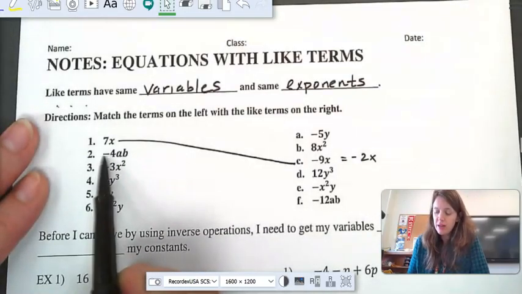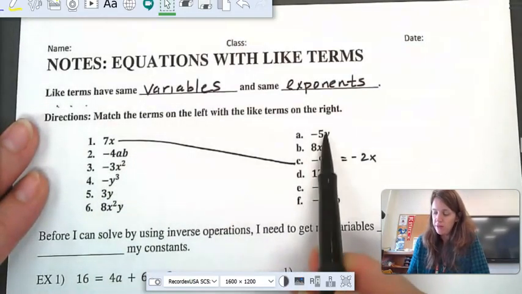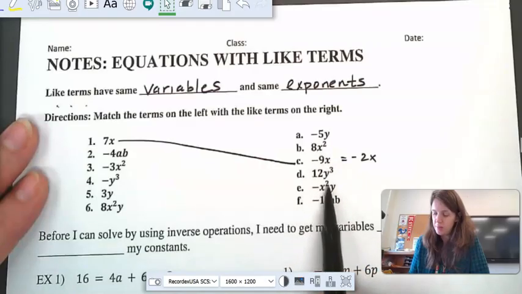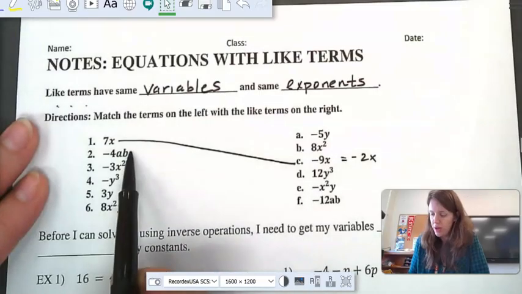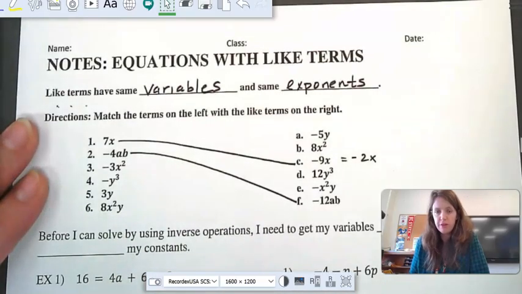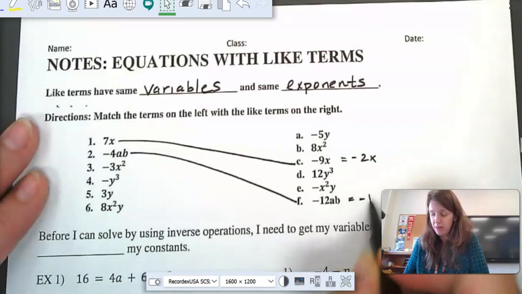If I look at the second one, I've got a negative 4ab. Well, I'm looking for a term that has an a and a b. Only one term has that, the last one, f, down here. So I have negative 4 and negative 12. If I combined those two, I have 4 negatives and I have 12 negatives, so I have lots of negatives. Together, I have 16 negatives. I have negative 16 and then AB.